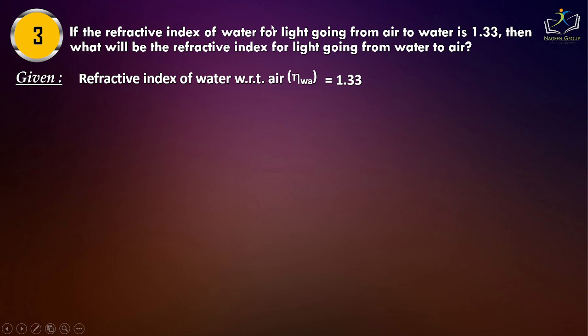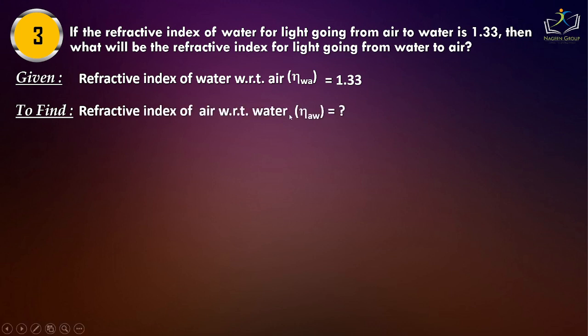Here, the refractive index of water with respect to air is 1.33. To find the refractive index of air with respect to water, what we need to do? Let's take the formula. We are taking the opposite, water with respect to air and air with respect to water. So there is no need of finding the velocity or different quantities.